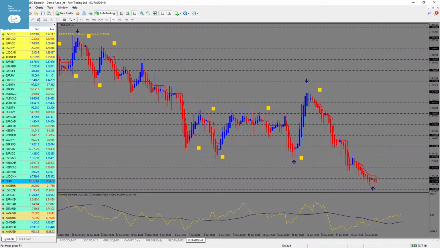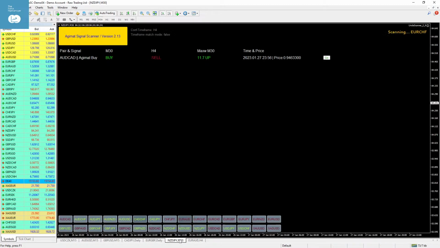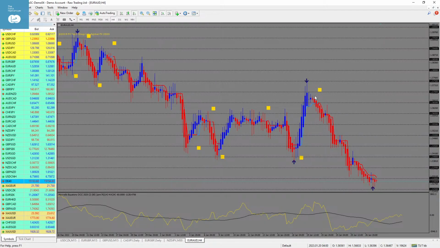And if you get such a signal from the Agimat signal scanner, you don't have to check all the charts. This is why we have the Agimat signal scanner. It would have given you this signal if you let it run on the H4. And I mark again here this candle where this box came. So this was the box, and we have to use the next candle because the box comes with the close of this candle, and so with the next candle we jumped in, here.